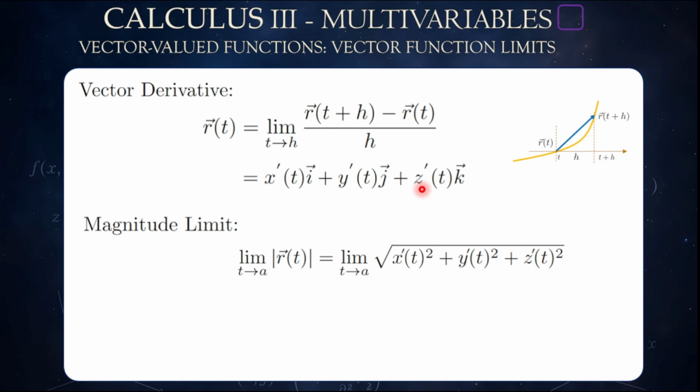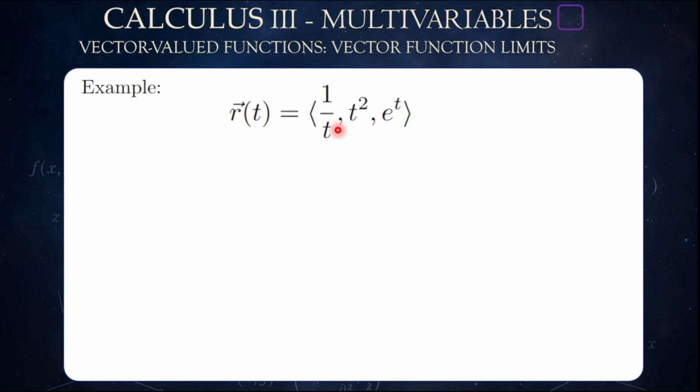Magnitude limit: the limit of r prime of t when t goes to a, that's the limit for the magnitude of the vector, which is equal to the limit of square root of x prime t squared plus y prime t squared plus z prime t squared for t goes to a. So that's the limit of the magnitude, not of the curve itself.